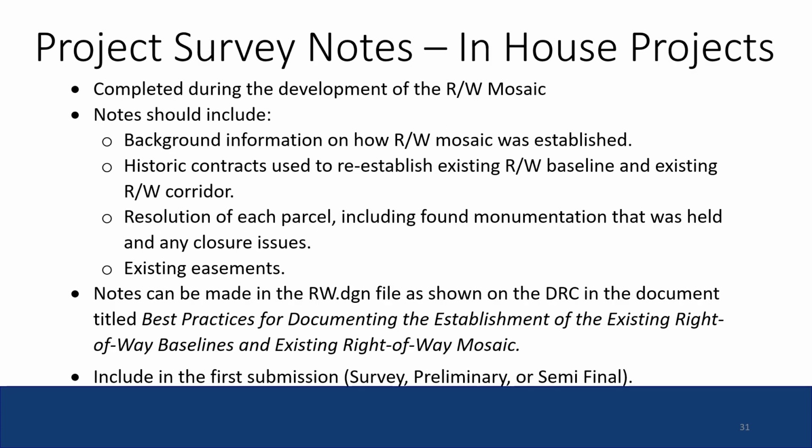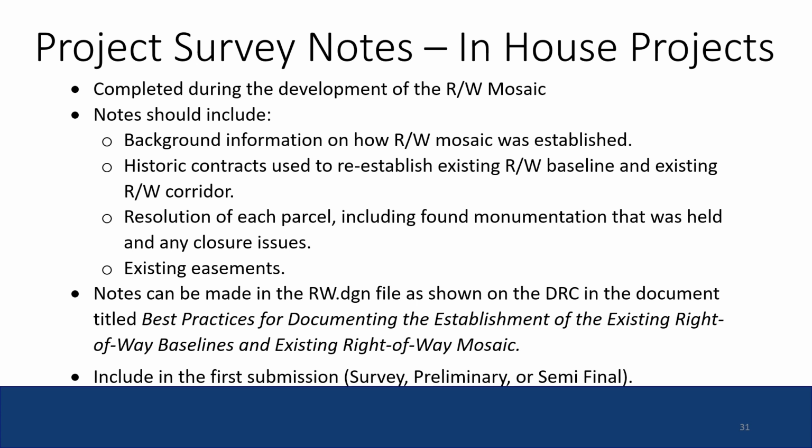For in-house projects, detailed notes should be taken during the development of the Right-of-Way Mosaic. The notes should include all background information on how the Right-of-Way Mosaic was established. The historic contracts that were used to reestablish the existing right-of-way baseline and the existing right-of-way corridor should be noted. The process for how each project parcel was resolved, including the found monumentation that was held, and any closure issues should also be noted. Any existing easements for each project parcel should also be documented.